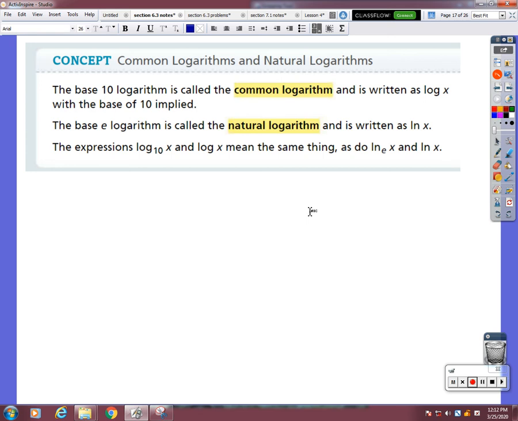We'll talk about this more tomorrow. But base 10, because raising 10 to successive powers is easy because you just keep adding zeros, is a very common base to use. So if you see something that just says log of 5, what that means is log base 10 of 5. So if there's no base written, then you can assume that that's 10.